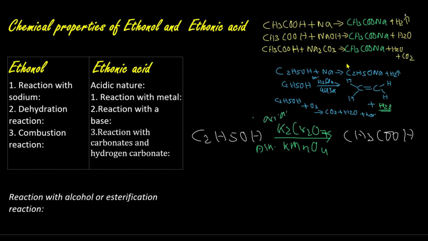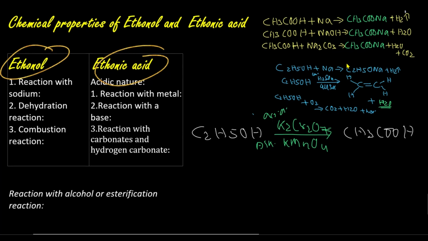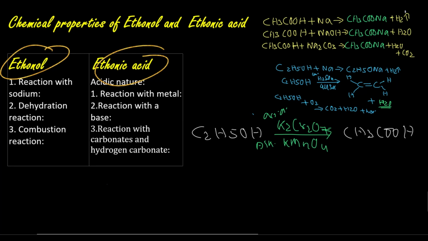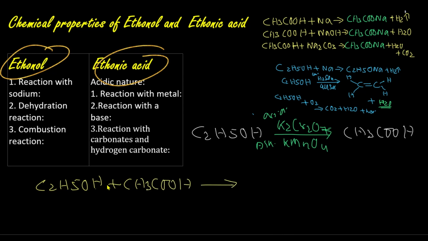Now, another reaction that involves both ethanol and ethanoic acid is esterification. So this is what I'm going to do here. I'll write ethanol first, C2H5OH. When I react it with ethanoic acid, CH3COOH, in the presence of sulfuric acid, it gives a compound called ethyl ethanoate. And it's better if you write down the structure of ethyl ethanoate.